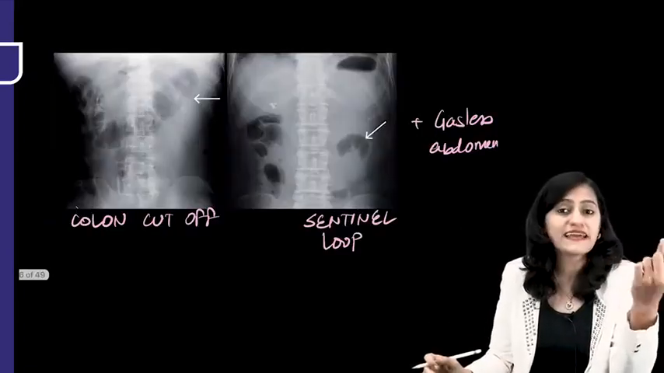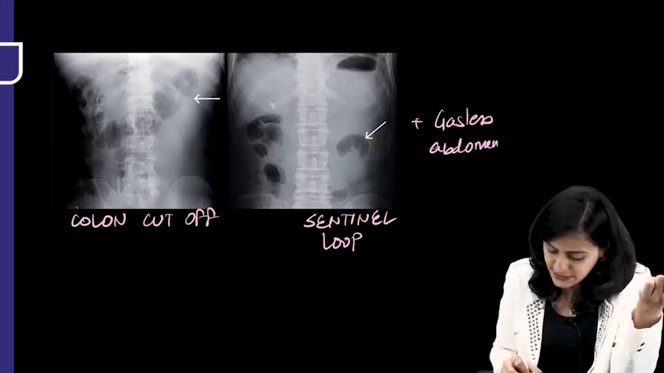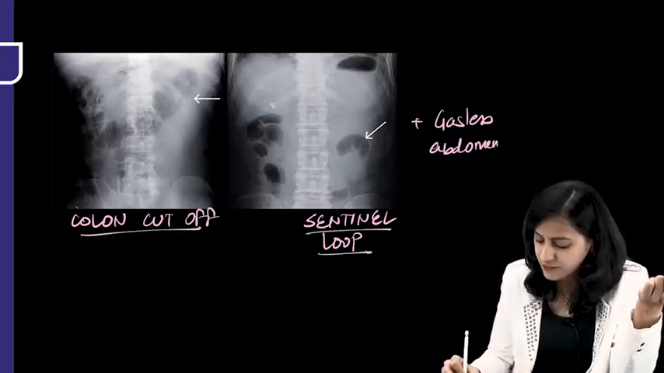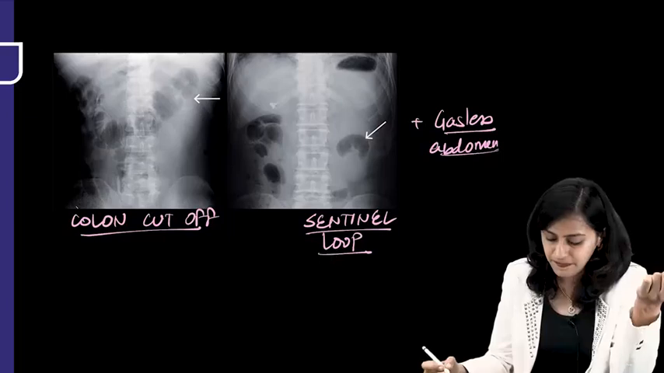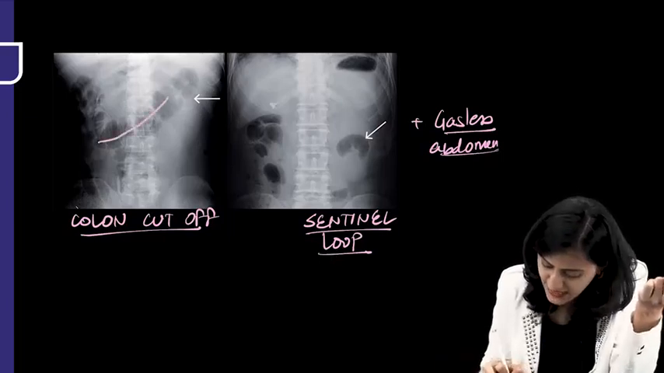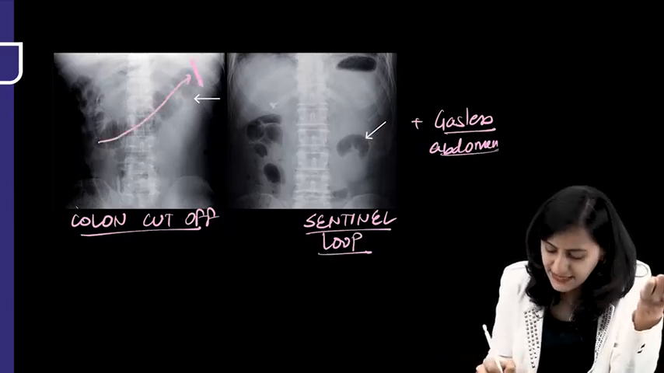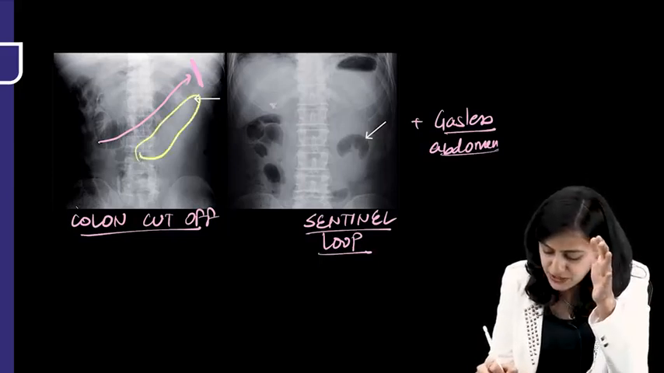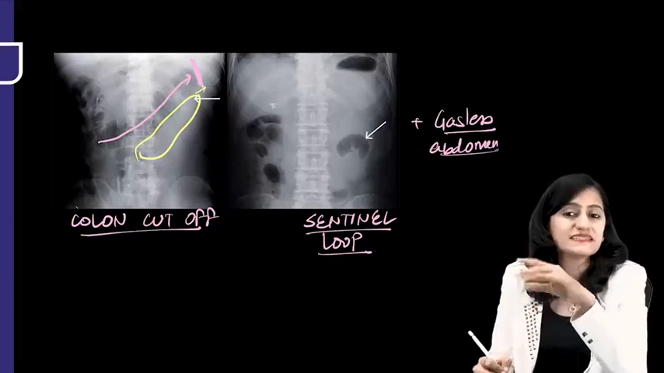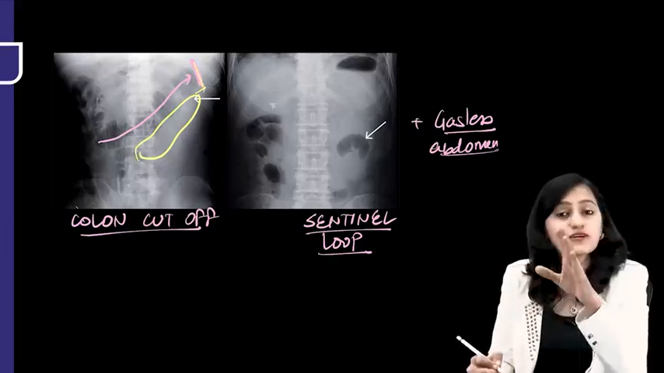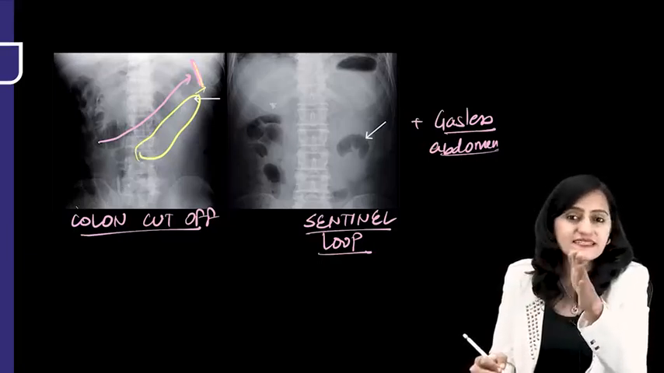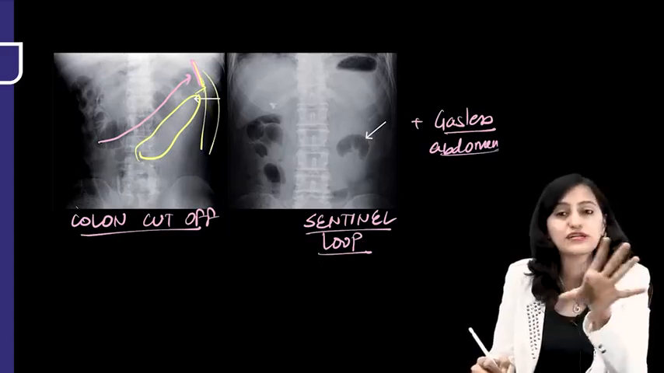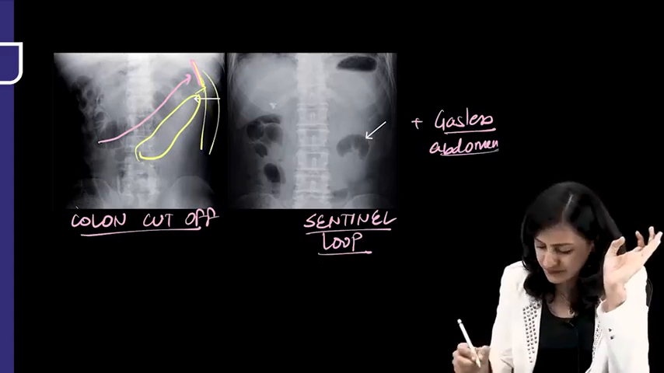What do we have in X-ray in acute pancreatitis? One is the colon cutoff sign, the sentinel loop sign, and the gasless abdomen. Colon cutoff sign is the air in the transverse colon suddenly getting cut off because of the ileus, which is induced by the inflamed pancreas in the surrounding area. So that is the colon cutoff sign. The air gets cut off. The rest of the bowel has gone into a functional obstruction.